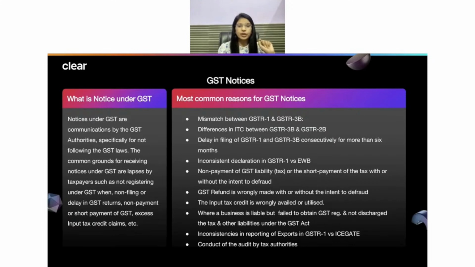In GSTR-1 also we show zero rated supply, right? Obviously there is a separate section altogether over there. So whenever we have a zero rated supply, which means we have the export or maybe supply to an SEZ unit, in that particular case, if there is a discrepancy between GSTR-1 and GSTR-3B, again the department may raise the notice over there. So you should know that whenever there is an export transaction, you are correctly reporting in the correct section in GSTR-3B, because if you're not doing that, then there are high chances that you will receive a notice over there.